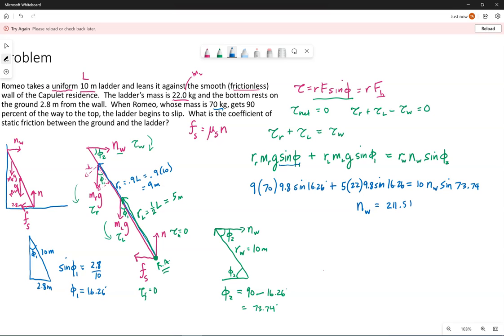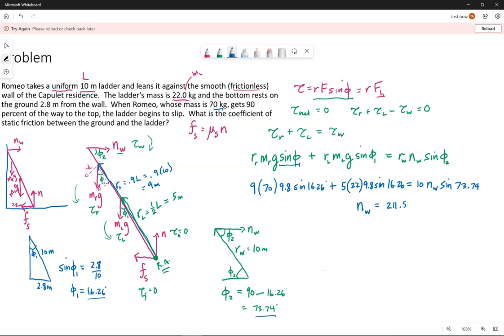211.51. Now again, I'm not at a final answer, which is why I'm not fully rounding yet. And I guess I can't technically have the 1, because this answer cannot have more sig figs than these intermediate angles I rounded to. Okay. Normal force with the wall is what we have now calculated. But we need to figure out the friction force because we're trying to get to a coefficient of friction.